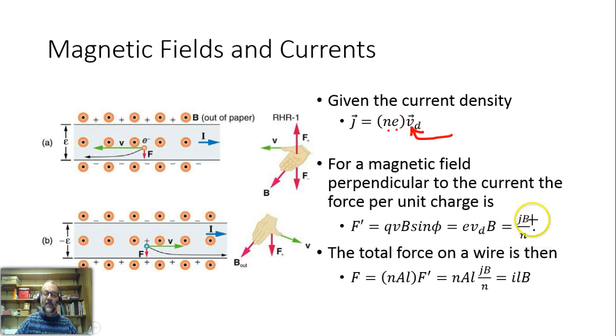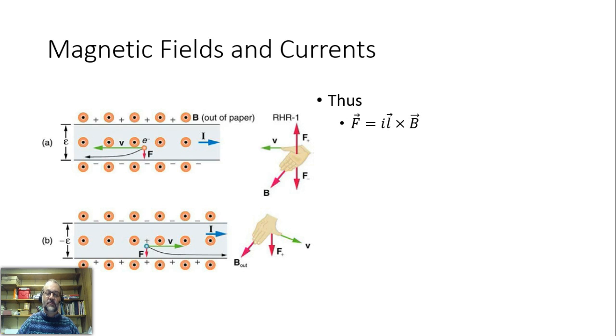The total force on the wire then has to look at what is the total charge in a given length of wire. Well, the total charge in a given length of wire is the charge density times the cross section times the length. So total charge being moved through that section of wire times the force per unit charge gives us our force on the wire, and that's ILB. In the end, we write this as the force is the current times the length of the wire crossed with the B field.